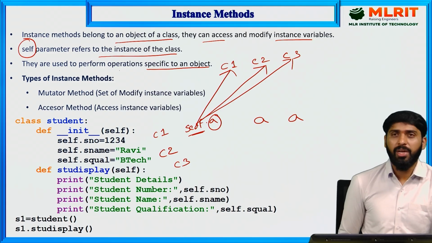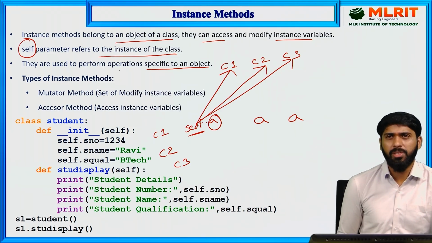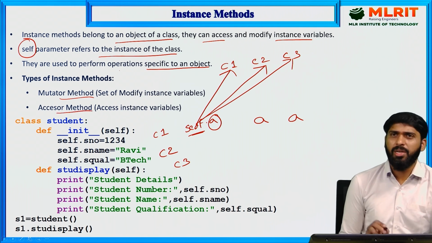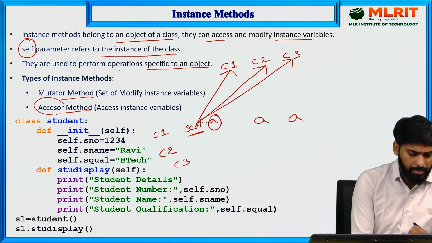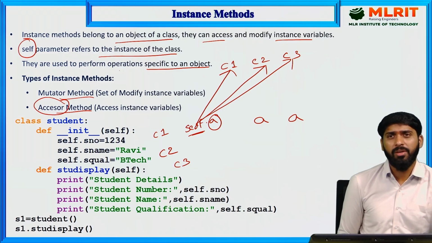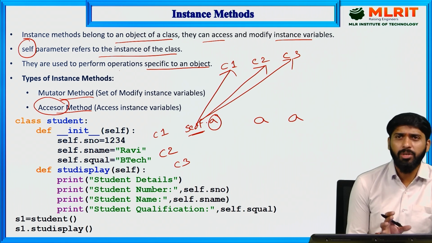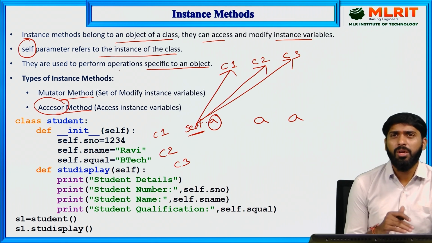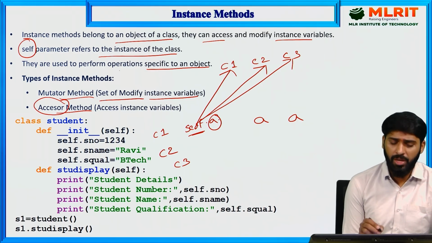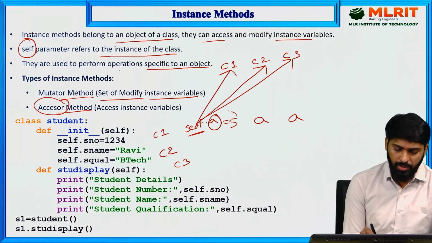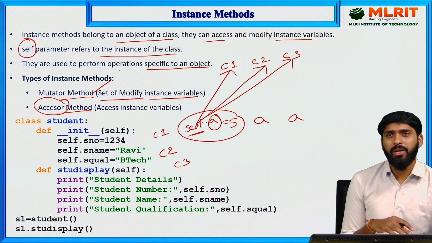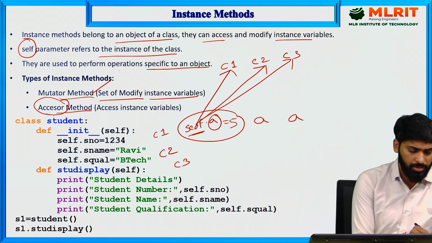So, types of instance methods. There are two types: one is the mutator method, the second is the accessor method. The name itself tells you. Accessor methods are used to access the contents of the variables, the attributes. Mutator methods are used to set or modify instance variables. For example, if I want to set a value 5 to a, and I use a method, that method we call a mutator method. If I just want to print the data of variable a, that method we call an accessor method.